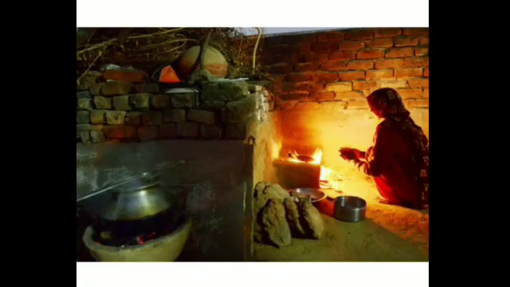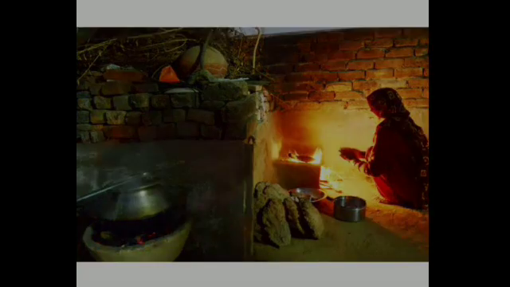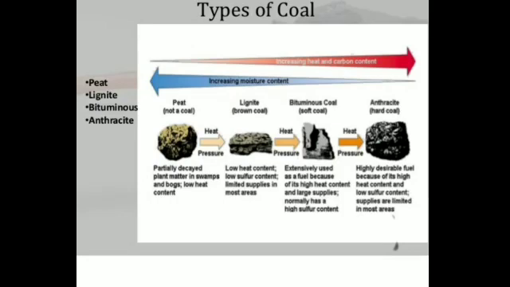Then you must have seen in old houses, or in villages if you have visited, chulhas being used, where coal is used as a fuel for cooking. And then it is used in industries to produce organic compounds like benzene, naphthalene and aniline. Then it is also used for preparing coke, coal gas and coal tar, and it is used to manufacture drugs, synthetic textiles and perfumes. These are the uses of coal.